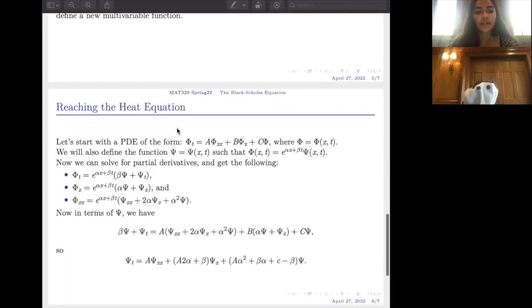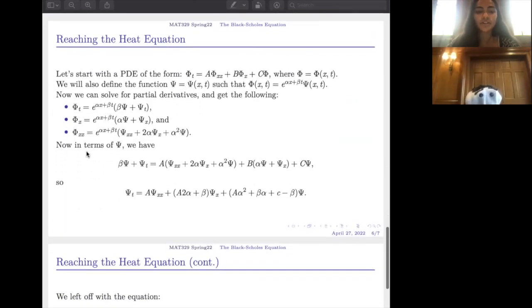So to do that, we're going to have to define some more multivariable functions. And here, because we love Greek letters so much, we've chosen phi and psi, two functions in terms of x and t.